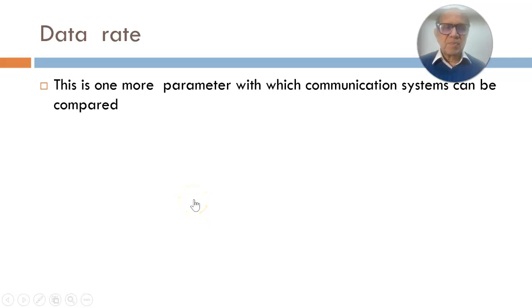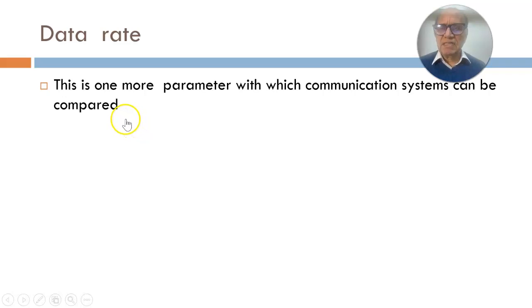The next aspect that we want to consider, again, let me revise. We had said distance is one aspect, then number of users is another aspect, and we have seen the resources which are used for fulfilling the requirements of these two aspects. The third aspect by which the communication systems can be compared is the data rate. So this is one more parameter with which the communication systems can be compared.